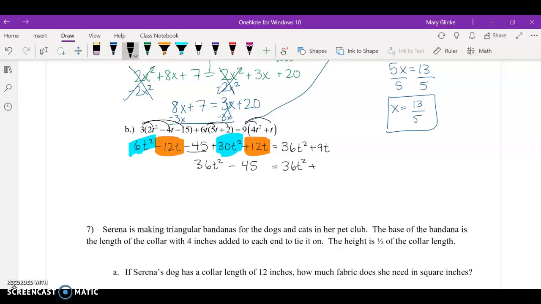On the right-hand side, there's nothing to combine because there are no like terms. So we're going to move the t squared over to one side, and in doing so, it actually cancels out the t squared term. So we get negative 45 equals 9t. When we divide there, we end up getting t equals negative 5.